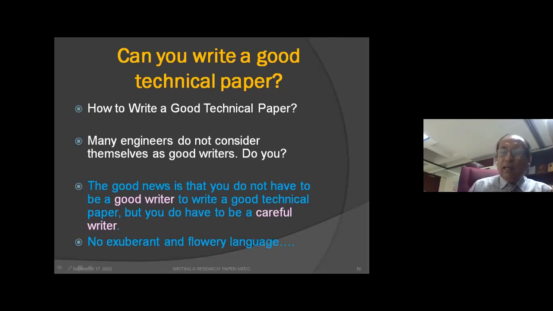But in the matter of technical writing, there's a good news for all of you. You don't have to be a good writer, right? You don't have to be a good writer because we don't want an Oxford, Shakespearean, exuberant, flowery language from you. We don't want that. We are not supposed to write poetical sentences in a technical paper. So you have to be just an adequate but careful writer who does not write ambiguously. That is the principle number one.